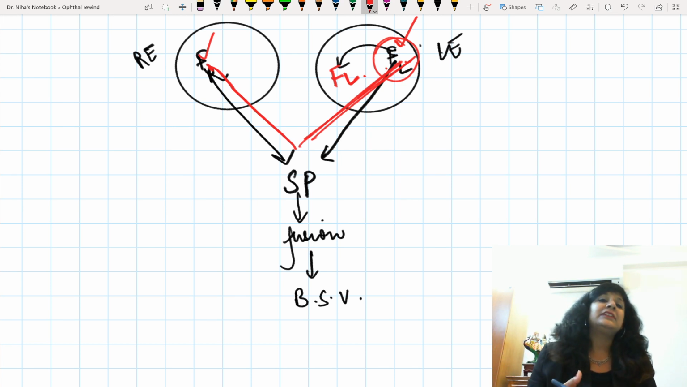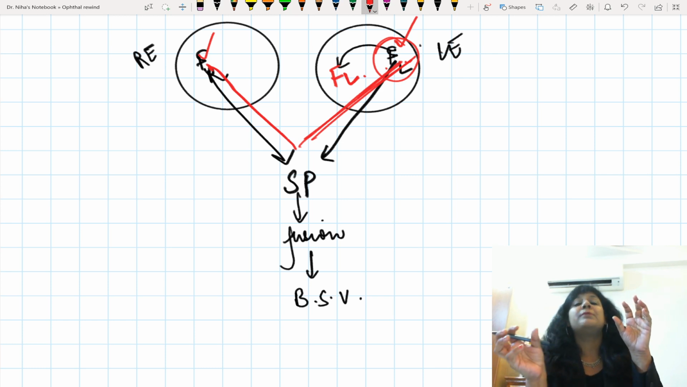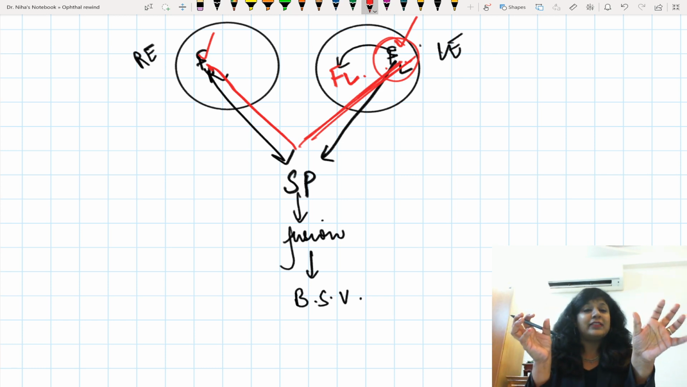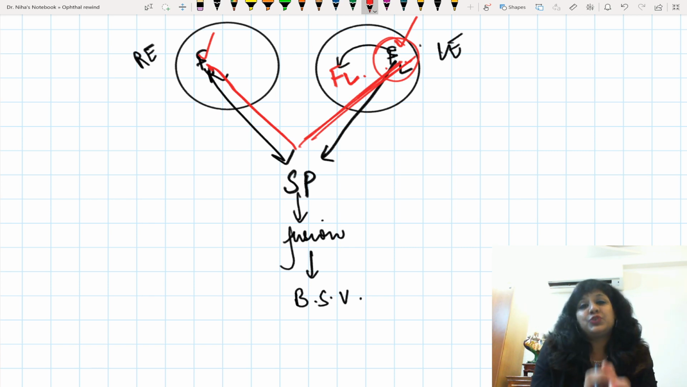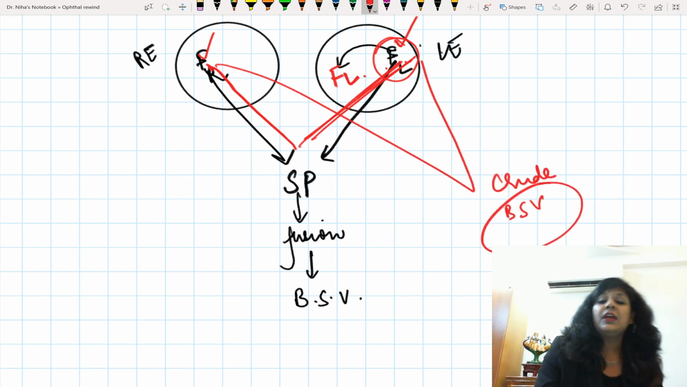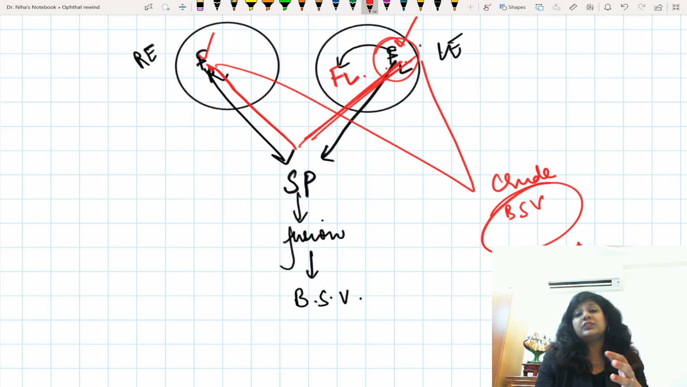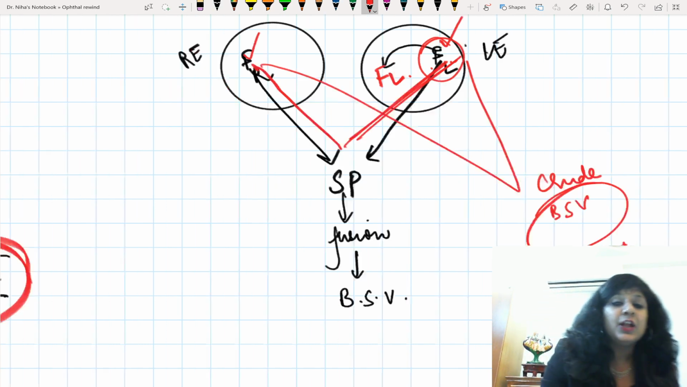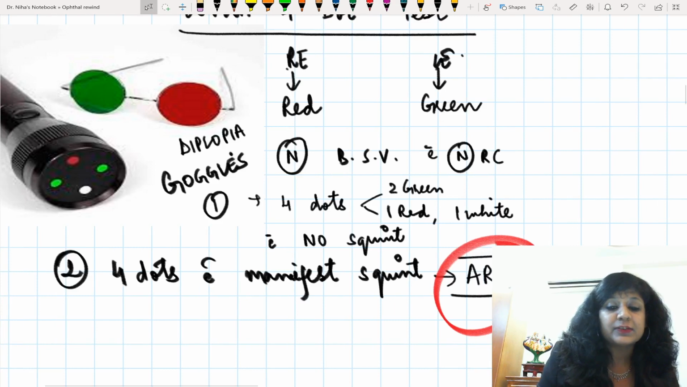So what happens in cases of abnormal retinal correspondence? The extrafoveal point and the fovea of the other eye develop a crude relationship, due to which they are able to give a crude kind of binocular single vision with the manifest squint. So even with the manifest squint, if the person is able to see all the four dots, that means a crude binocular single vision has developed due to this abnormal retinal correspondence, right? So this was about normal and abnormal correspondence.